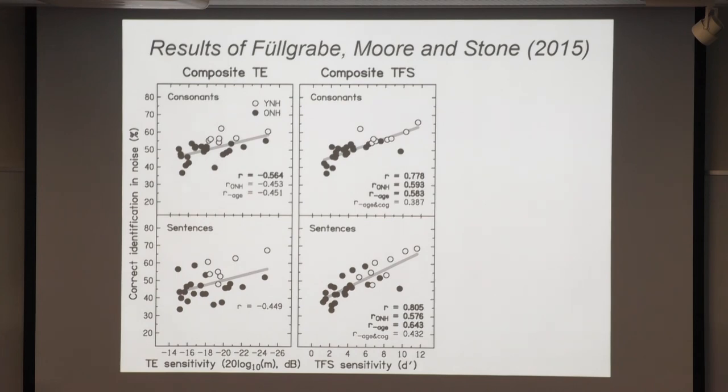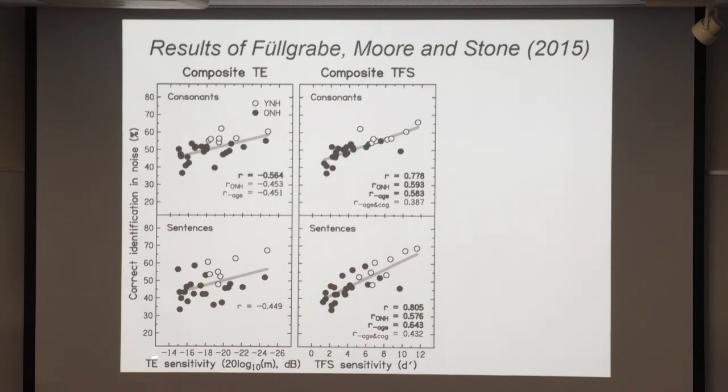So, in the last few minutes, I want to show results of speech intelligibility measures obtained in the study of Füllgrabe, Moore and Stone that I talked about earlier. We're plotting TFS sensitivity horizontally and speech identification scores vertically. Higher numbers indicate better performance, and scores for consonants are shown at the top, scores for sentences at the bottom. Generally, the older subjects, shown by the filled symbols, had poorer speech performance than the young subjects, so the black circles are generally falling below the open circles, and there's a correlation between the scores on these TFS tasks and speech intelligibility, especially for the consonants. So TFS sensitivity is correlated with speech performance.